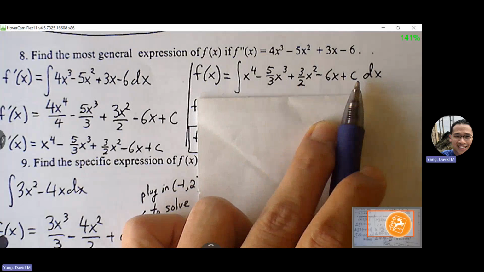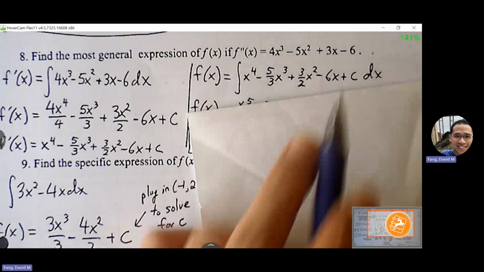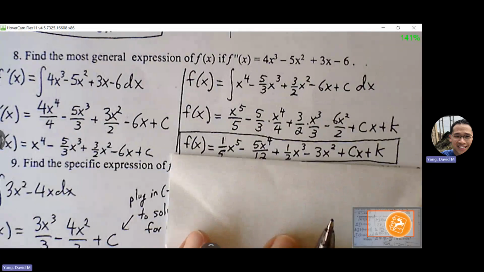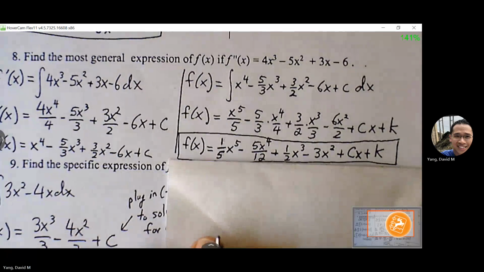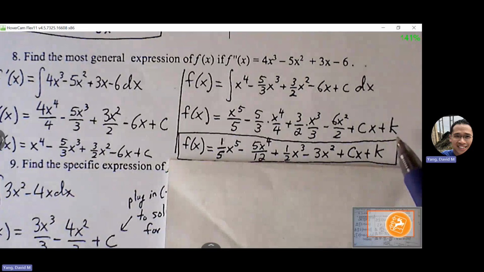What's going to happen to the plus c? It's going to do the Cx, and then it's going to produce its own constant. So plus c sub 2 or plus k. So I had on my key, I had plus c and k, but you can do plus c sub 1x plus c sub 2. It's up to you.